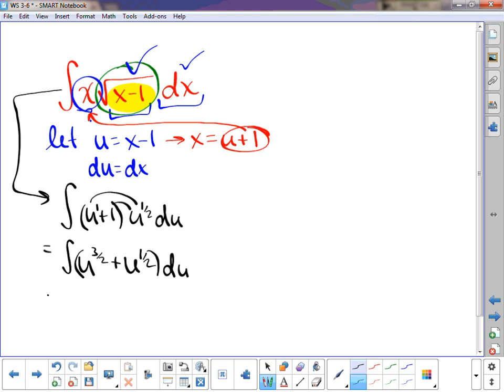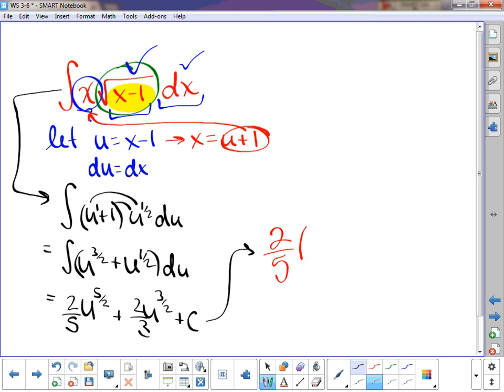Alright, so now I can go and integrate here. So my new exponent is the 5/2 multiplied by the reciprocal. And my new exponent here is the 3/2 multiplied by the reciprocal. And that allows me to write my final answer. So 2/5, and then my u was x minus 1, to the 5/2, plus 2/3, my u was x minus 1, to the 3/2, plus c.